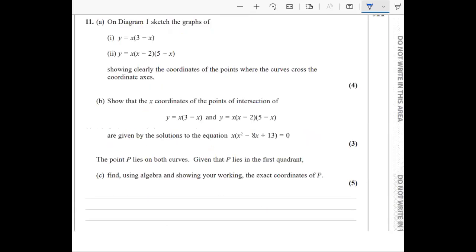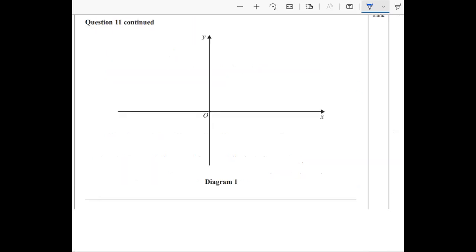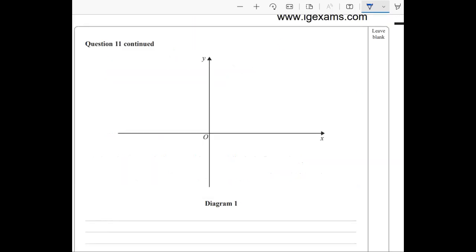So let's talk about the 11th question. In part A, on diagram 1, sketch the graphs. Let's talk about this graph, y equals x into 3 minus x. So how do you sketch such graphs? We need to sketch y equals x, 3 minus x.